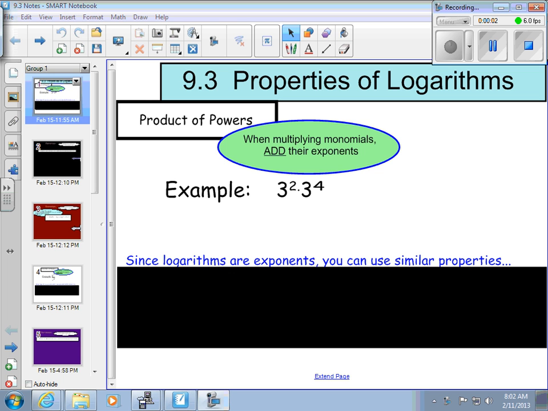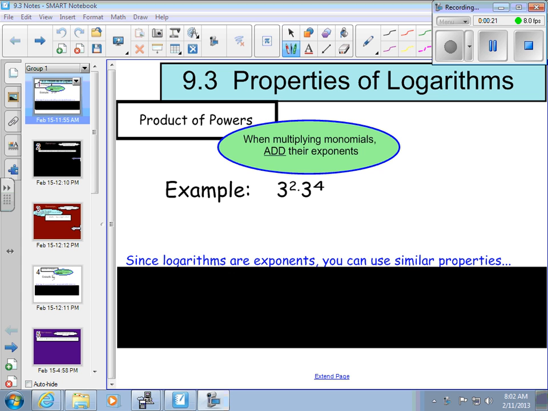Today we're going to keep going and look at some properties of logarithms. Yesterday you looked at what logarithms are, so today we're going to see how they work. Remember, logarithms are related to exponents. They're the opposite operation, the inverse operation. So we can use some of the properties of exponents to help us learn some of the properties of logs.